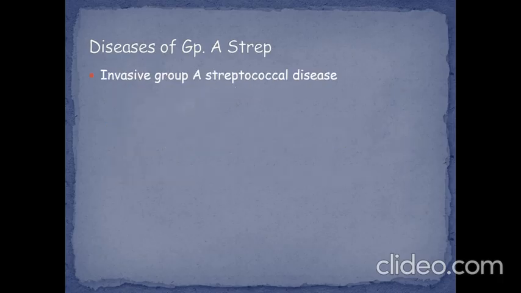The next on the list is invasive group A streptococcal disease. This is also known as necrotizing fasciitis. And you may have heard the term before, necrotizing fasciitis, because this is an attention getter. This is one that shows up in the news. So you put necrotizing fasciitis in the title and people click on it.